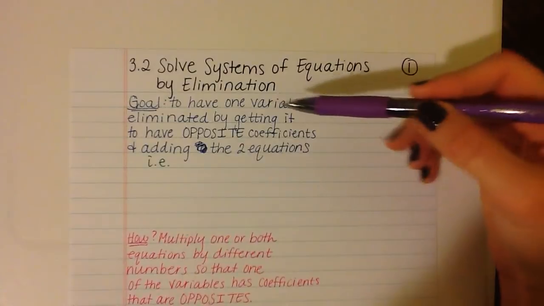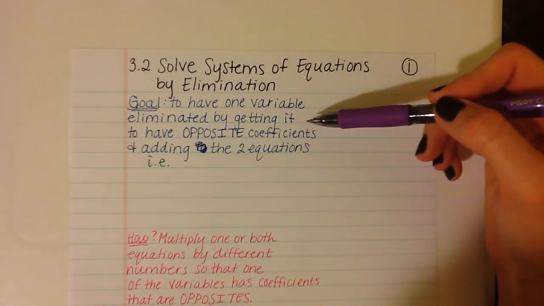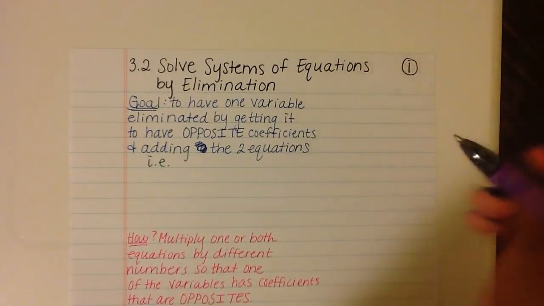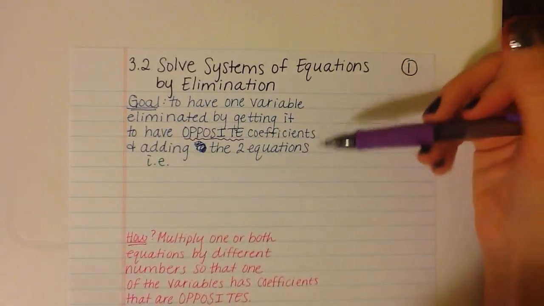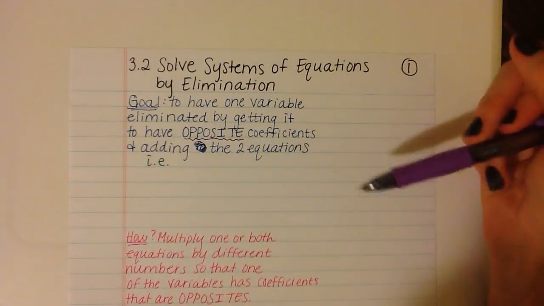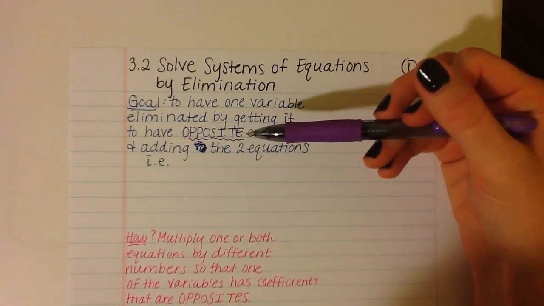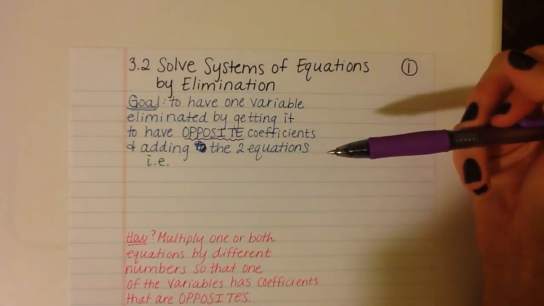So the goal for this is to have one variable eliminated by getting it to have opposite, so that's our key word, opposite coefficients and adding the two equations. So if they have opposite coefficients, one's going to be positive and one's going to be negative.